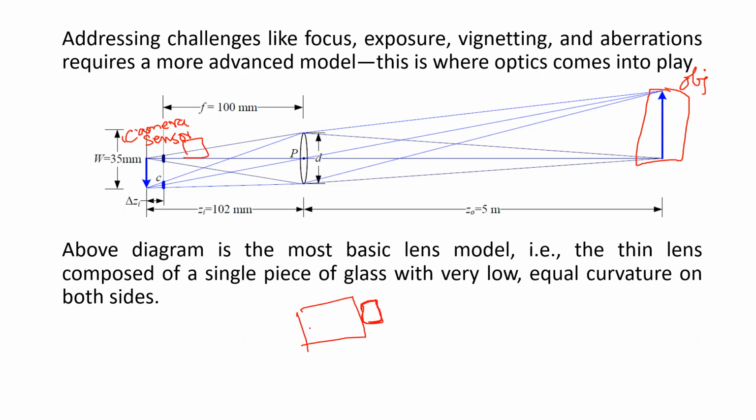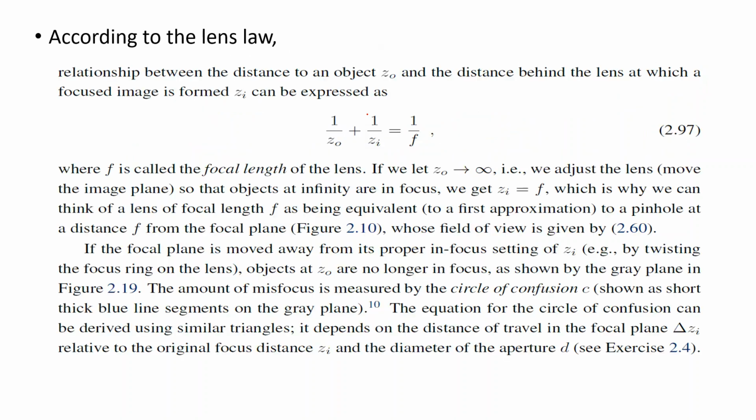And inside this camera we will have a sensor. There will be some distance between the sensor and the lens. That distance is represented as the focal length, f. The distance between the object and the lens is considered as z naught, and the distance between the lens and the camera sensor is considered as zi. This is the very basic diagram representing the optics.